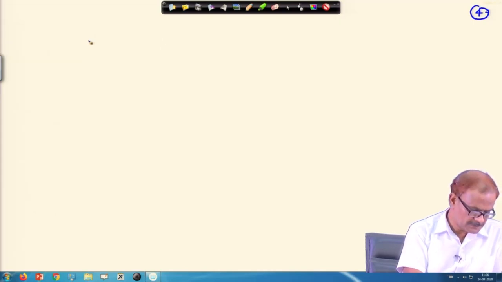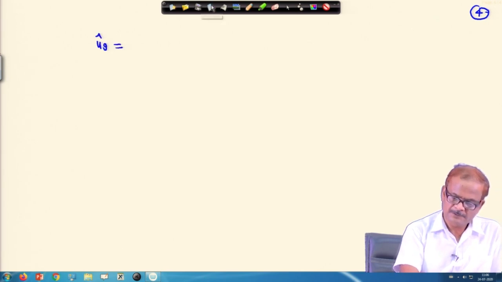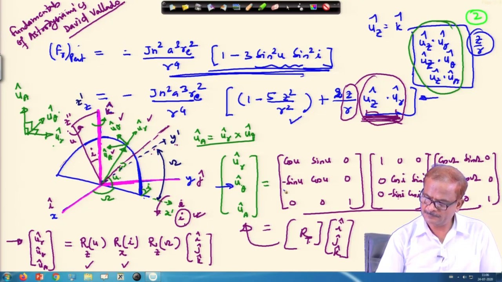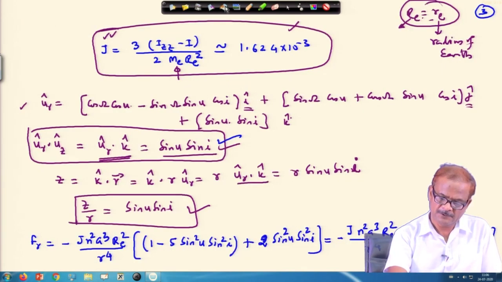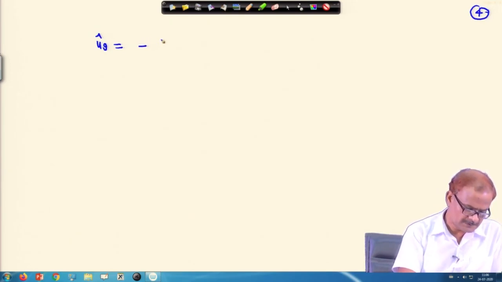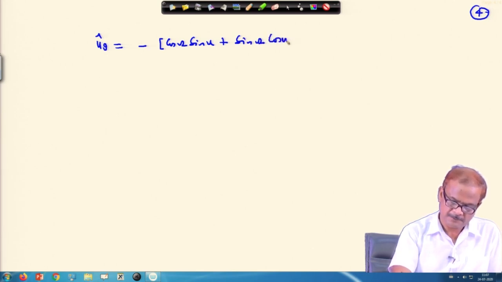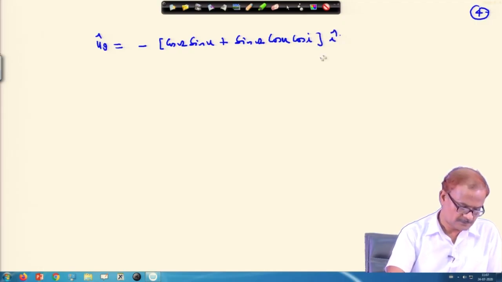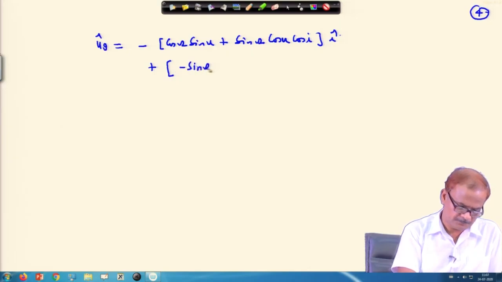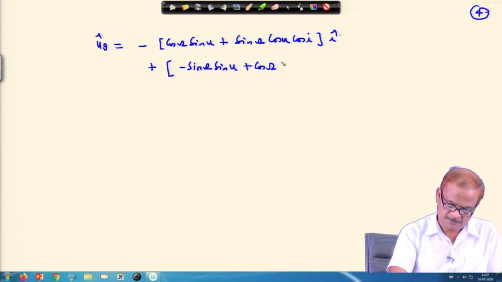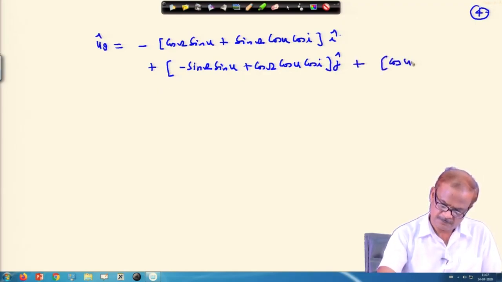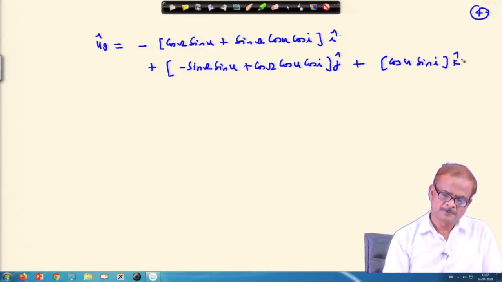Okay, so the next one is our u theta cap. Similarly from this one, if you pick up the second term, you will get the u theta cap. So, we have to multiply the whole thing first and from there the second row you choose. That gives you u theta cap and this will turn out to be minus cos capital omega sin u, sin capital omega cos u times cos I. This is u theta cap.